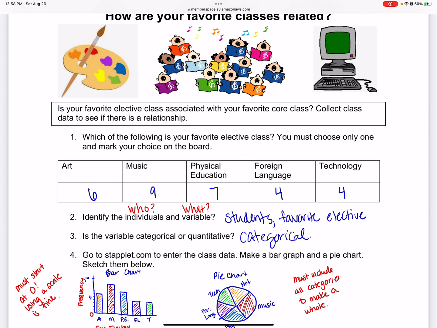So, categorical variable versus quantitative variable. Remember, categorical variable shows categories, and the categories are the different types of electives that we have. Quantitative would be anything that would make sense to add, multiply, subtract, divide. And if I look at the categories, art, music, physical education, foreign language, it doesn't make sense to say art plus music equals anything. So those are categories, and all of my data is from the categories.